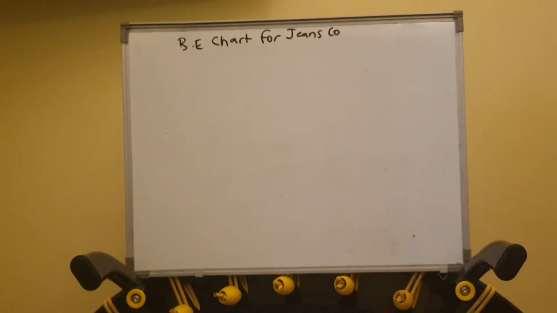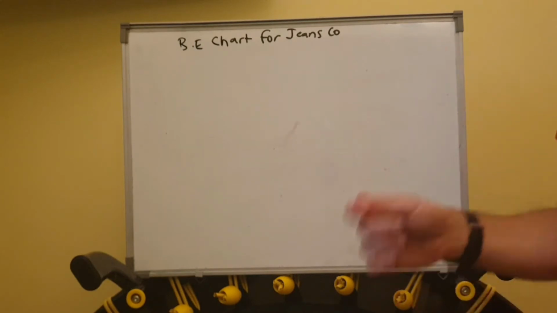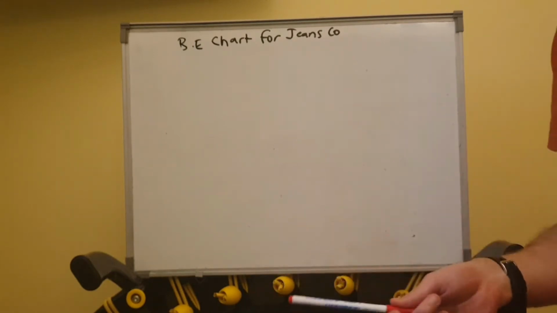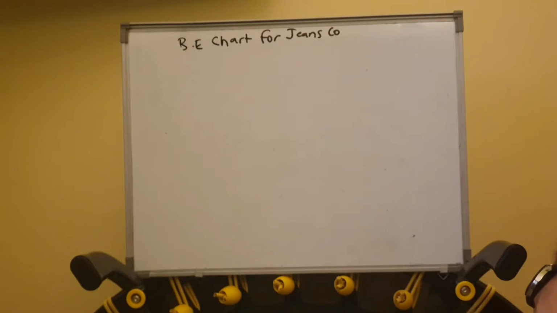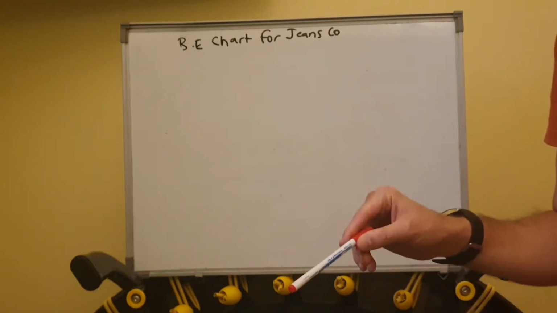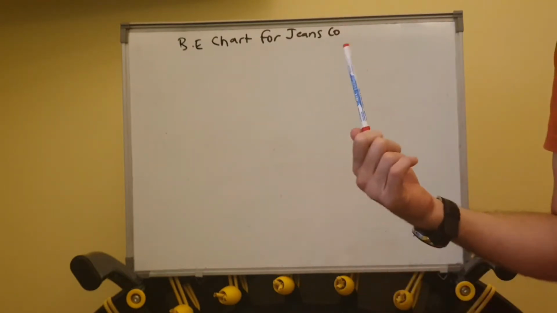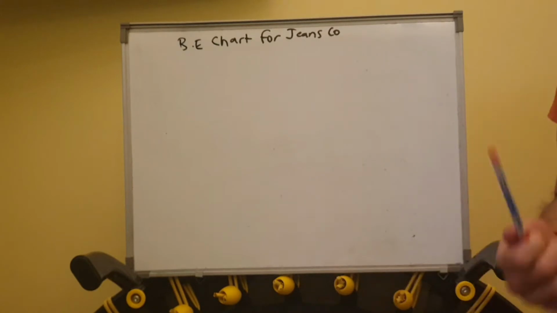You obviously want to know how many quantities or units you need to sell until you break even. That way you know when you're making a profit because it's your target. So you need to sell a minimum of this amount to break even, because anything after that will be profit. Anything before that, you're actually making a loss.